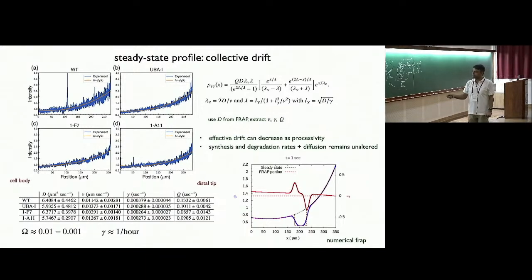This degradation rate is about 1 per hour, which agrees with other measurements. And this also gives you the production rate of the molecular motors. But the main issue is that only drift changes a little bit. Diffusion does not change. And of course, this remains outside the scope because it is too long a time scale.